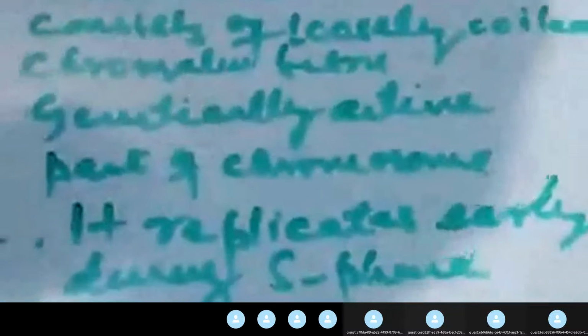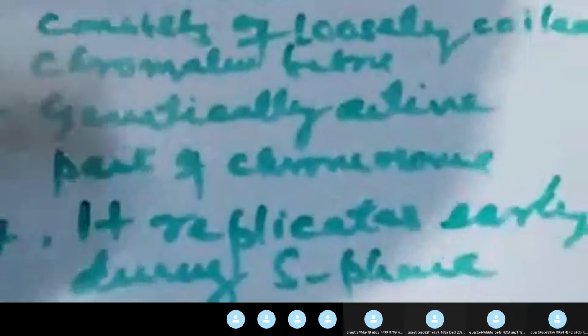You have seen that heterochromatin does not get acetylated, but euchromatin gets acetylated at its histones during the interphase. The next character is that it is a genetically active region, the euchromatin. It gets transcribed to form mRNA. So these are the very important features and differences between the heterochromatin and euchromatin.